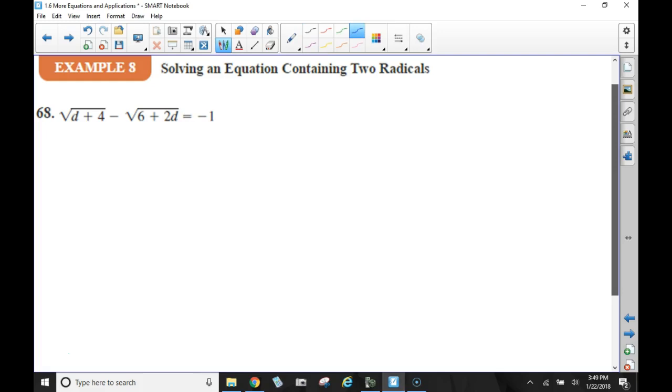On an equation that has radicals in two different terms, you've got to isolate one of the radicals, square both sides to get rid of it. Then isolate the other radical, get rid of it by squaring both sides. So on this example on 68, I'm going to choose one of these radicals to get on a side by itself. I think it's easiest probably just to leave that square root of d plus 4 on the left-hand side, and we can move this other radical, the square root of 6 plus 2d, by adding it to the other side.